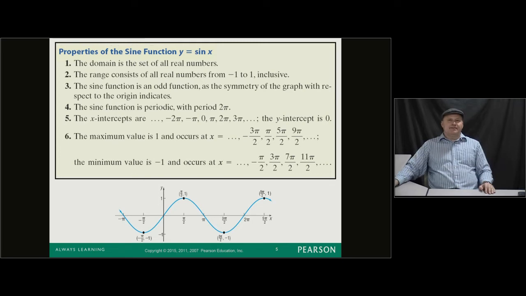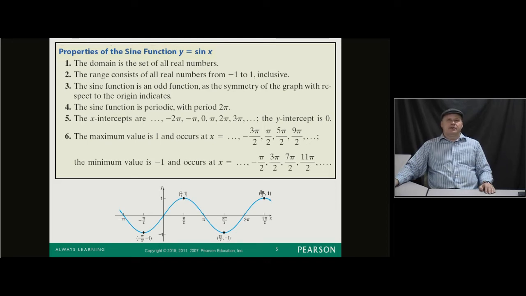The sine function is an odd function because it's symmetrical to the origin. Remember, symmetrical to the origin basically means if you turn the graph upside down, it has the identical shape, and this is what would happen. If you rotate that 180 degrees, the part that's down below, at negative pi over 2, if you turn that up, it'll be back up in that first quadrant area. So the valley, in other words, will become a peak.